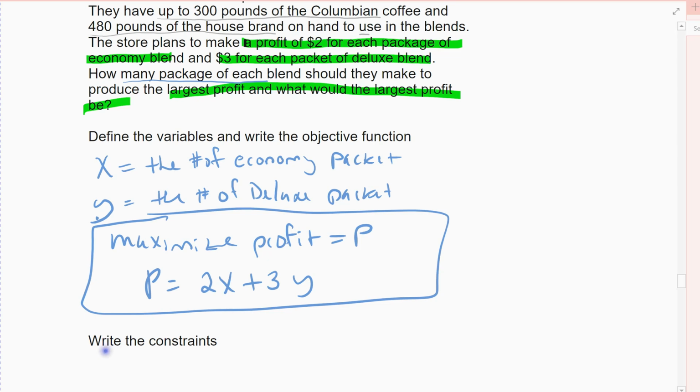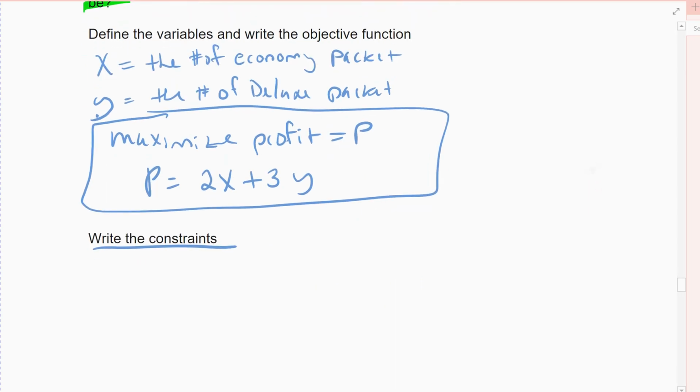All right, so next the constraints. First of all, I'm going to write down X and Y greater than or equal to 0, because that has to be true. They have to have more than 0 packages of the economy. No negatives. It has to be positive or 0. They can either sell positive numbers or 0 amounts. They can't have negatives, so that's important. I usually write that down first so I don't forget.